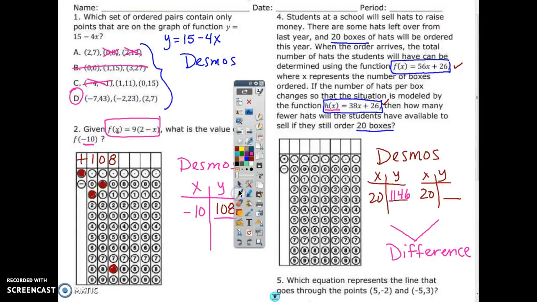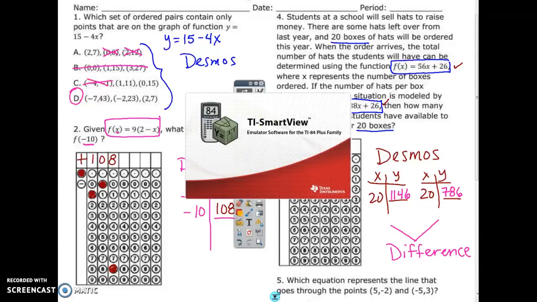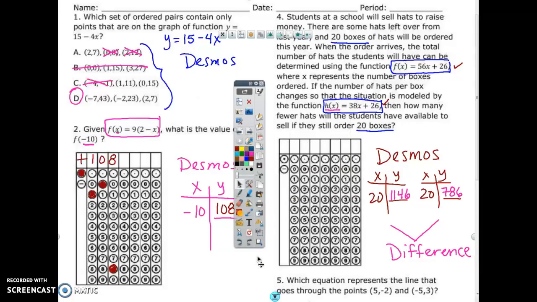So I'm going to write it down. 786, and take the difference. That means subtract both of them. Okay, subtract them, and that'll give you your answer. 1,146 minus 786 is 360. So the answer would be 360 when you subtract them. And it's a positive number.